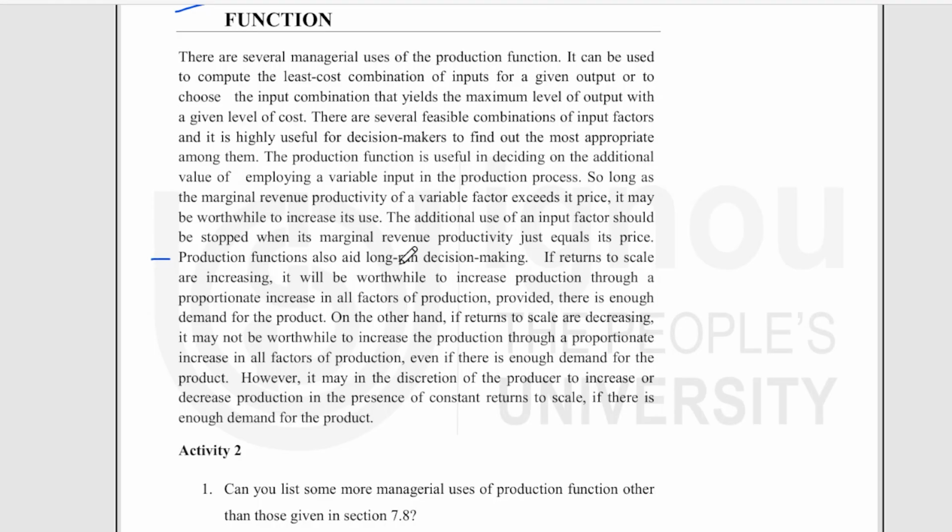And production function also aids long run decision making. If returns to scale are increasing, it will be worthwhile to increase production through a proportionate increase in all factors of production, provided there is enough demand for the product. On the other hand, if returns to scale are decreasing, it may not be worthwhile to increase the production through a proportionate increase in all factors of production, even if there is enough demand for the product. However, it may be in the discretion of the producers to increase or decrease production in the presence of constant returns to scale and if there is enough demand for the product.